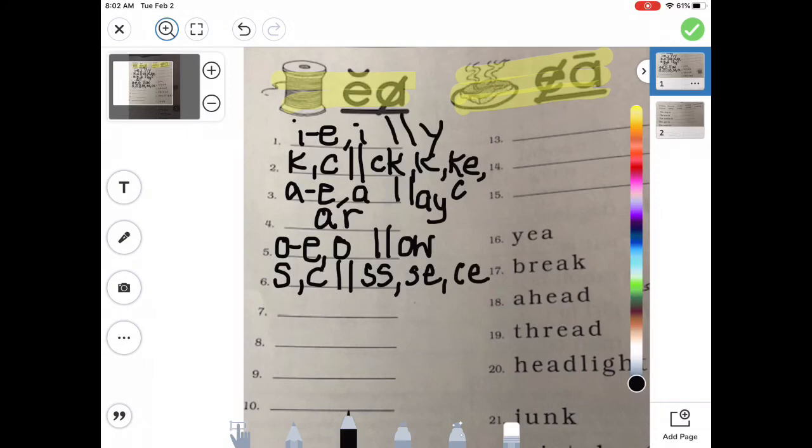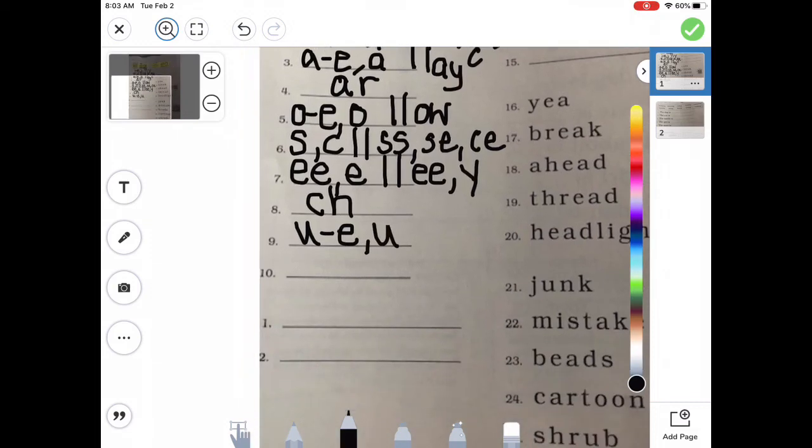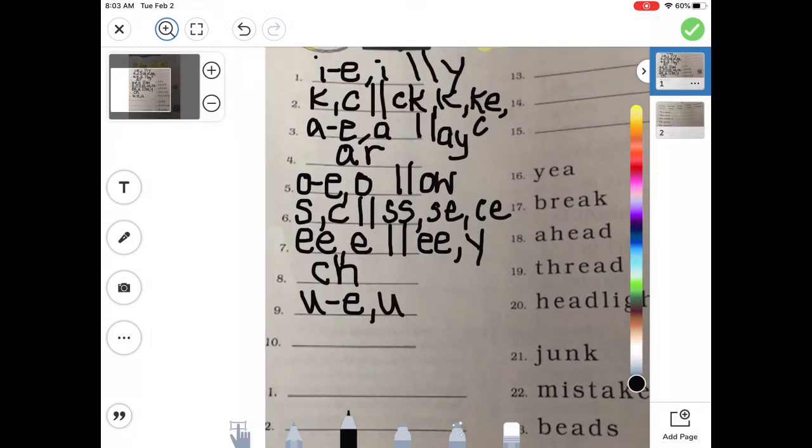And then what about the long E sound, the E sound? It can be EE, very good, or E, and ending EE, comma, and then that Y, if you hear it at the end. What about ch? CH, perfect. How about U? U, consonant E, and U, very good. And then what about OR? OR, good job.